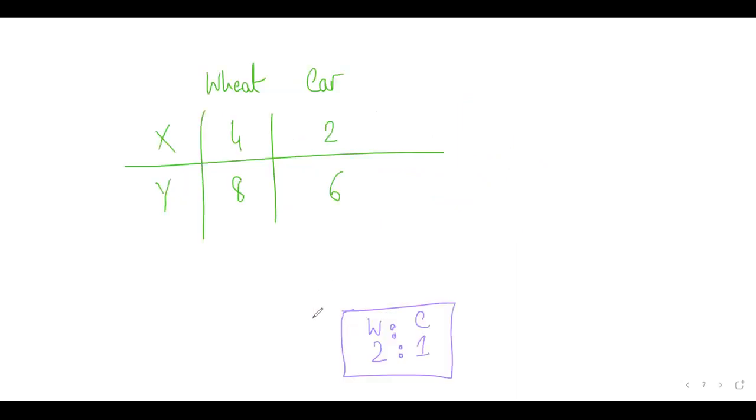Now we did the calculation for X. For X to produce 1 unit of car, they have to give up 2 units of wheat. In the case of Y, it is 8:6. I've always told you that you divide by the smaller value. So 6 divided by 6 is 1, and 8 divided by 6, how much is that? Just give me a second. It is 1 point something, it is 1.333.